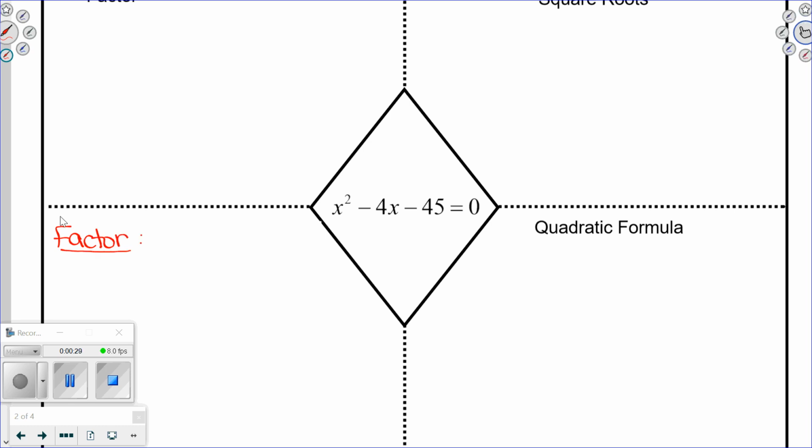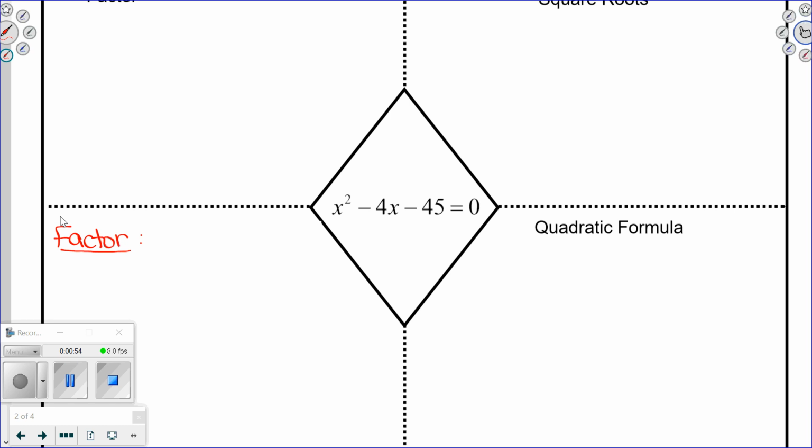Because for me, that's always my first option. I'm always looking at, can I factor something? How do you know if it factors? You just play around with the numbers and see if it works, right? Now, I don't know about you guys, but sometimes that can be frustrating, especially if you have a lot of options for A and a lot of options for C. You don't want to play around with it all day.